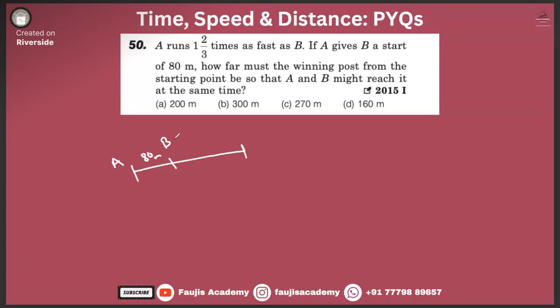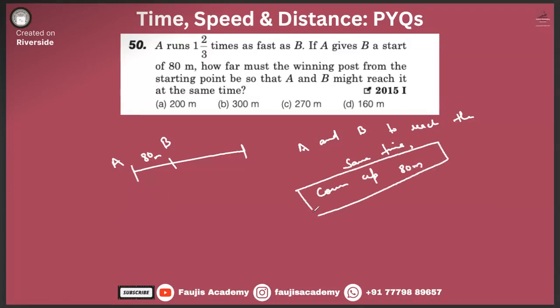So A runs 1 and 2 by 3 times as fast as B. If A gives B a start of 80 meters, how far must the winning post be from the starting point so that A and B might reach it at the same time? They need to cover up 80 meters, right? And just as A covers up 80 meters, there should be the finishing line, right?